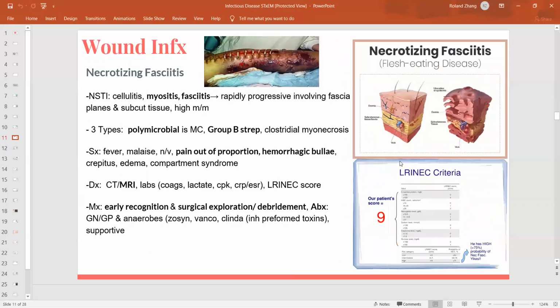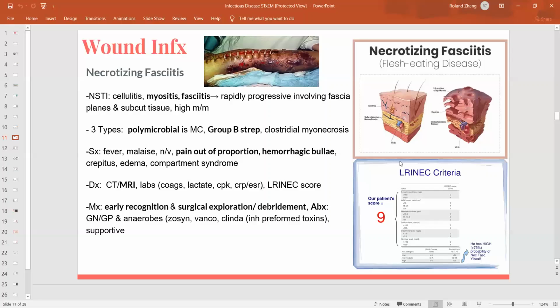Next slide. Necrotizing fasciitis. We have seen this a lot in the past, but we have managed it a little bit better, so the mortality has been less. They're not calling it necrotizing fasciitis anymore. They're calling it necrotizing soft tissue infection. It starts out as a cellulitis and progresses to a fasciitis, which is infection of the fascia, and goes down to the muscle, which is myositis. Once it spreads to the fascia, it's generally very rapid, within 48 hours.